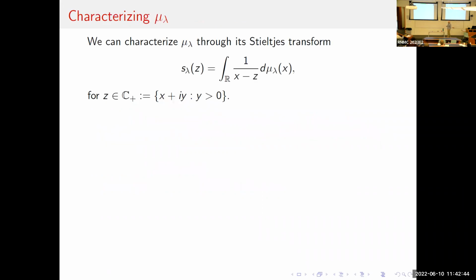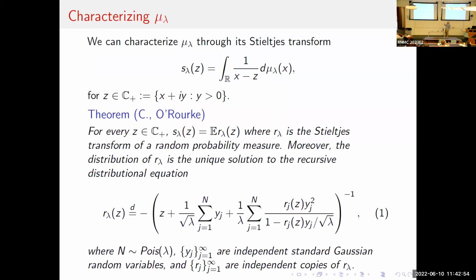Well, we have to characterize these measures somehow. And we can get this through the Stieltjes transform. So this is just the negative of the Cauchy transform. We've seen this throughout the week. And then our characterization is going to look a little strange at first if you haven't looked at these very sparse or heavy-tailed models. But for every z in the upper half plane, we have that the Stieltjes transform of mu_lambda is equal to the expected value of a random Stieltjes transform. So the Stieltjes transform of a random probability measure.